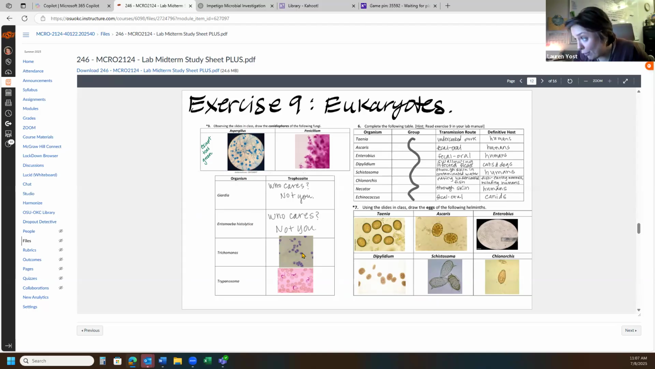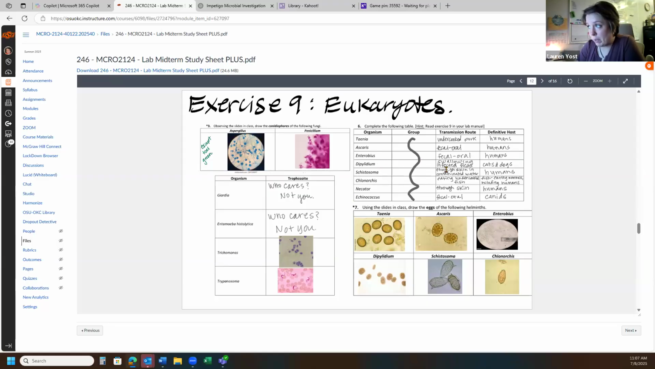Okay, that's completely different from this purple guy, which had little purple tails and they were all over the place. They looked just like this on our slide, versus this guy down here, Trypanosoma. Ours were a little more purple in color, but they look like little snake guys. All four of these look drastically different from one another. I do expect you to know all four of these, okay? Over here, complete the following table. You didn't need to know the group, but you do need to know the transmission routes and their definitive hosts. That was part of the worksheet.